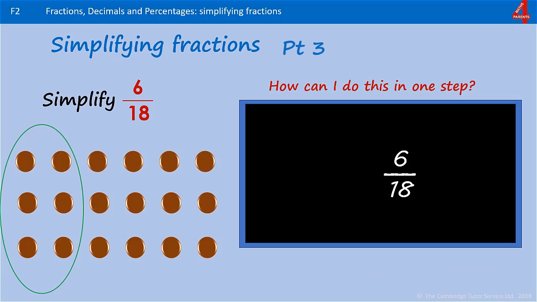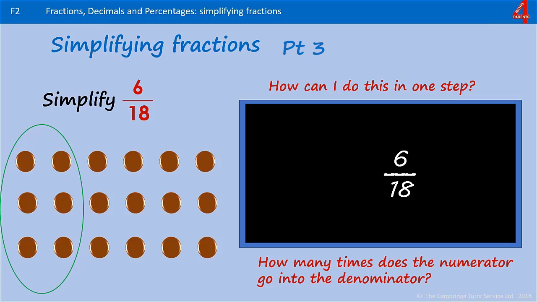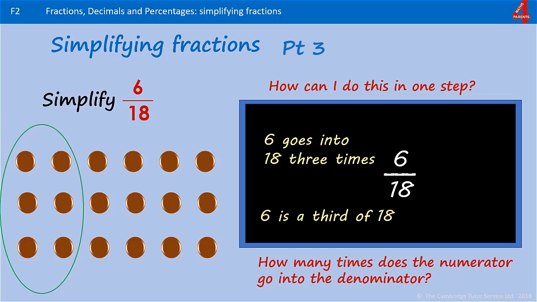Pause the video, simplify 6/18ths. How many times does 6 go into 18? It goes in 3 times, so 6 is a third of 18. 6/18ths is 1/3.